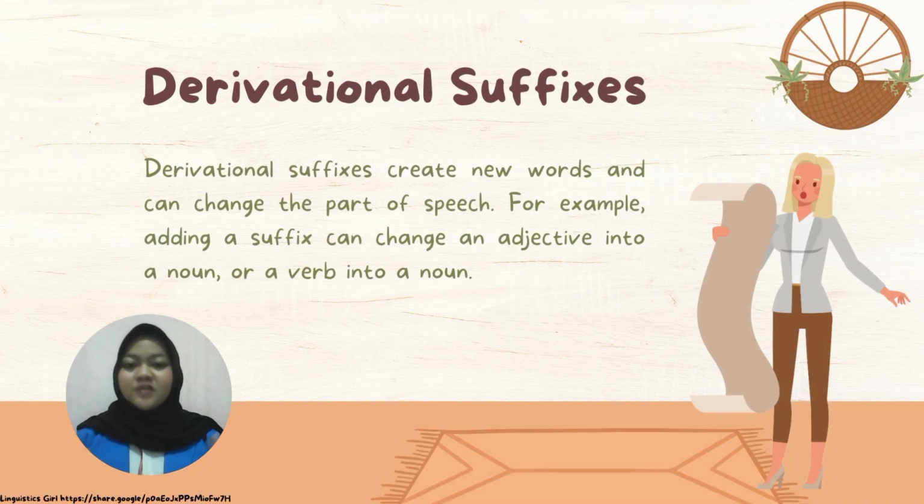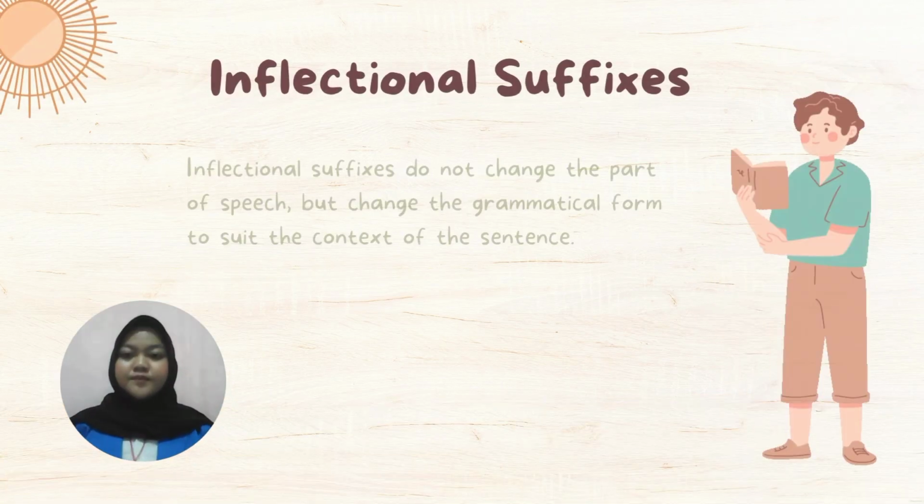There are two types of suffixes in English: derivational suffixes and inflectional suffixes. Derivational suffixes are used to form new words and often change the word's part of speech. For example, happy becomes happiness and teach becomes teacher. The meanings change and so does the part of speech.